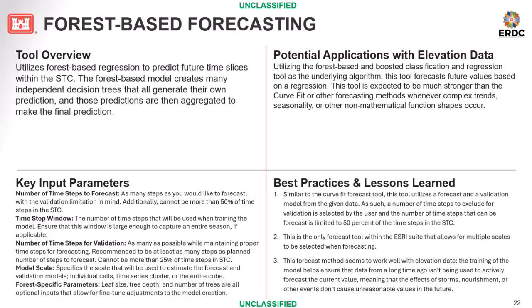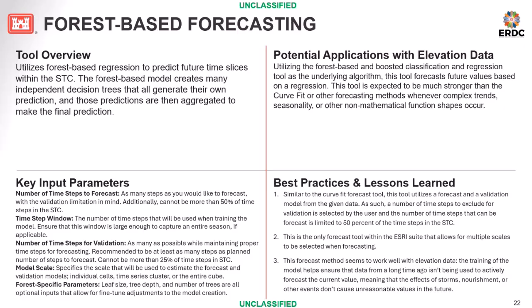And so it is expected to do a lot better whenever you're looking at complex trends or seasonality or other non-mathematical functions. And that's exactly what we expect with elevation data sets. And so one thing to note here is that it utilizes, again, that forecast and validation model for given data, so you have to exclude validation data sets, and you still have to hit that 10 data set minimum. And so again, you're relatively constrained to how far out you can actually predict and forecast.